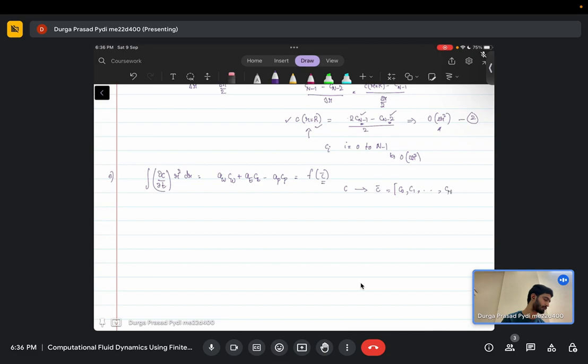You have Cn minus 1. So this is essentially your vector. If you are solving using some MATLAB or something, you will be writing all your variables in terms of vectors. So how do I solve this? We just take the time derivative outside.